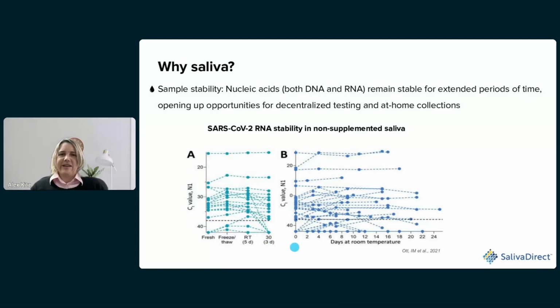conditions. And on the right-hand side, we have a similar graph where we show extended storage at room temperature up to 25 days. And again, samples remain relatively stable even over extended periods of time at room temp without any additives.